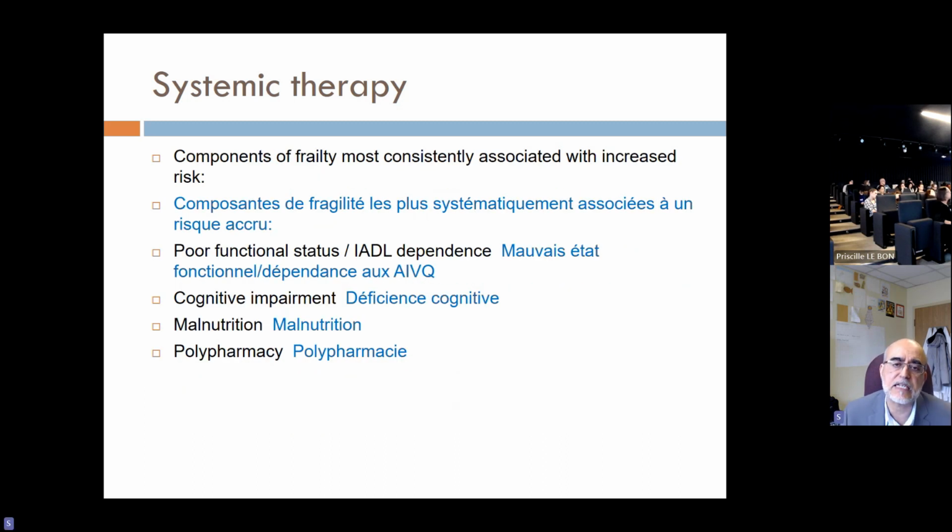We know from other studies that the elements or the components of frailty, which are associated most consistently with an increased risk of toxicity, are poor functional status or dependence in one or more instrumental activities of daily living, cognitive impairment, malnutrition, and polypharmacy. These 4 elements are the most consistently associated with higher toxicity. But other elements such as depression and social vulnerability may be, but the data are not so clear.